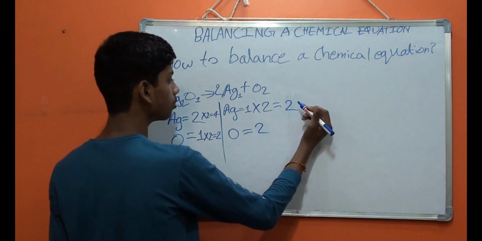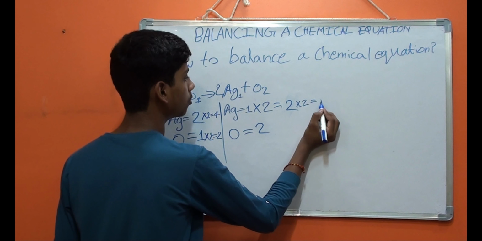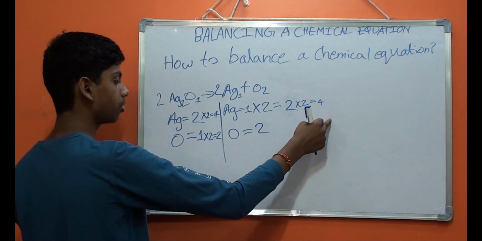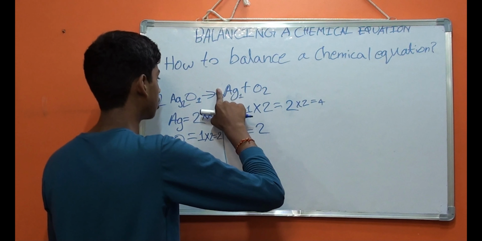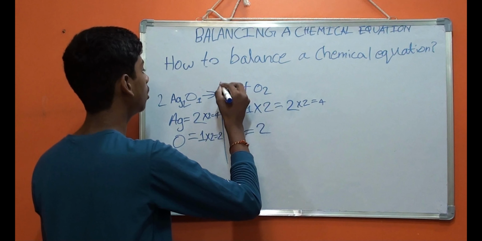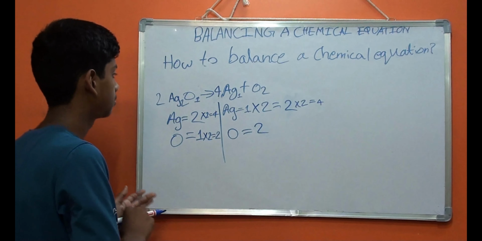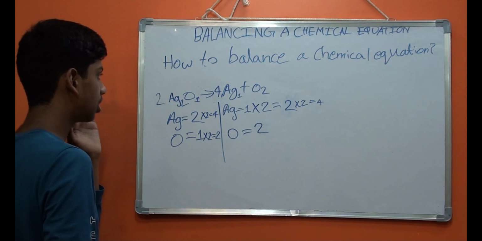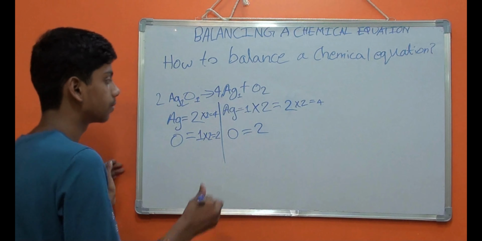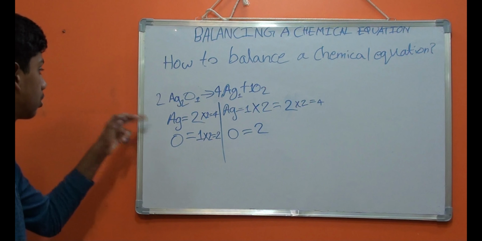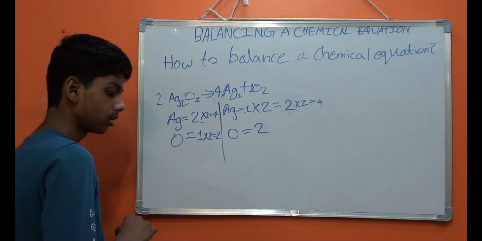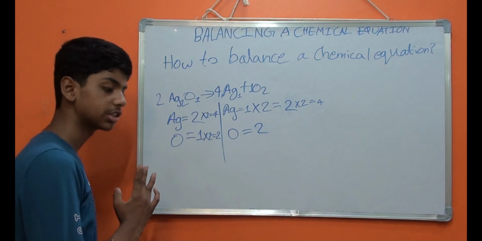Then we have to again multiply this with 2 to make it balanced. So we multiply it with 2 again. So here we should not write 2, we should write 4 instead. So this is the balanced chemical equation. This is the balanced equation. Now let's see a few more examples.